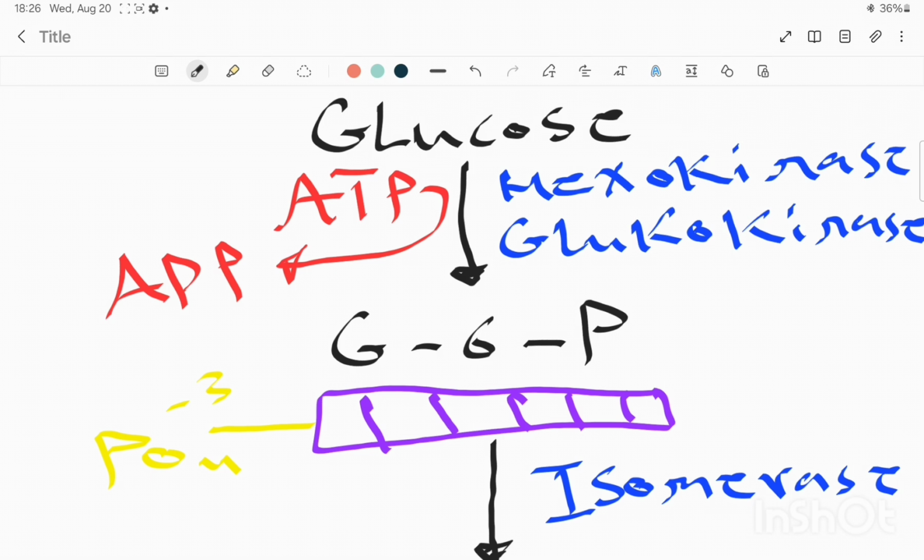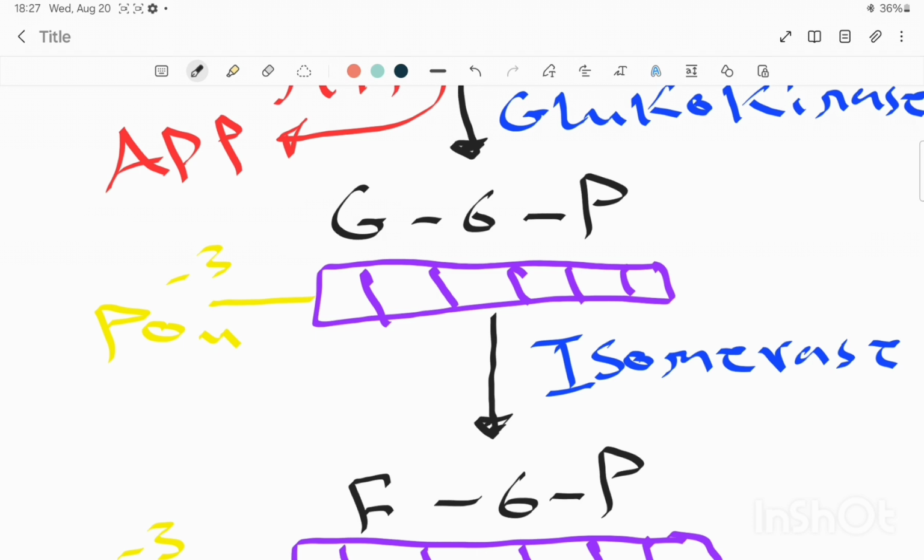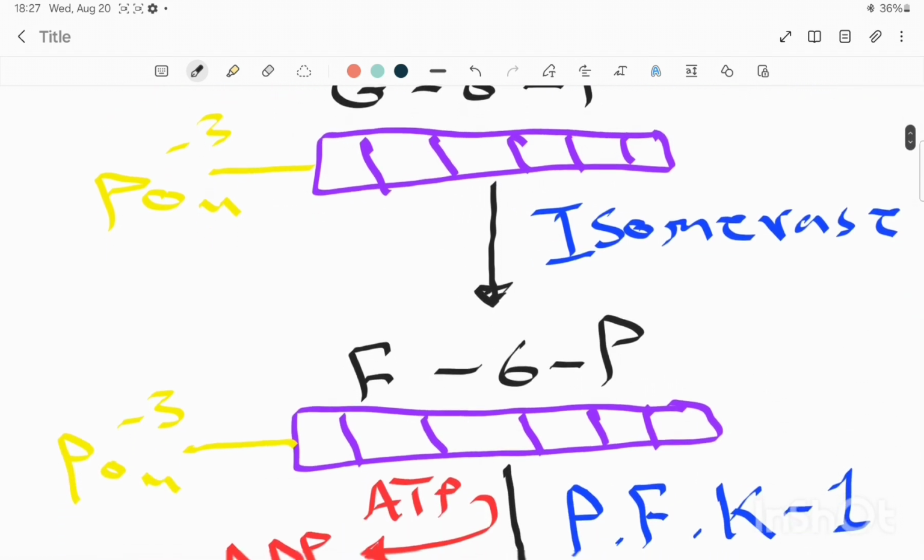Next, the enzyme phosphoglucose isomerase rearranges glucose 6-phosphate into fructose 6-phosphate. Nothing is gained or lost. It's simply a structural rearrangement. Now comes the most important control point of glycolysis. The enzyme phosphofructokinase 1 adds another phosphate group from adenosine triphosphate, converting fructose 6-phosphate into fructose 1,6-bisphosphate.